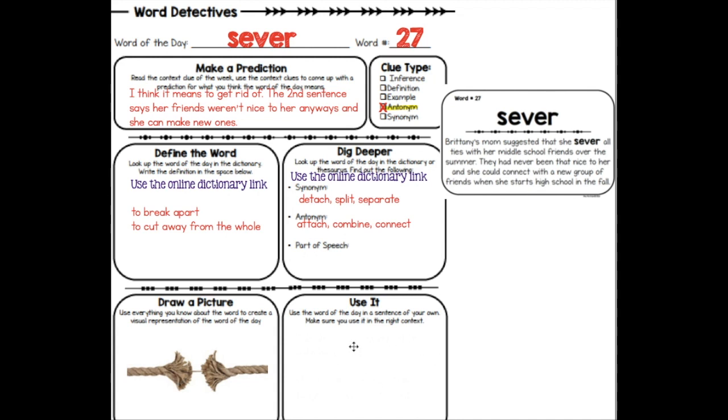And then the last thing is for you to use it in a sentence of your own. I've got two examples here. Bob decided to sever all ties with his company. I can check if this makes sense by using one of the synonyms. Mr. Pringle severed his middle finger in a work accident. So there are two examples.